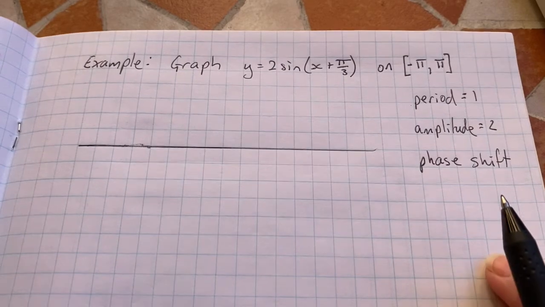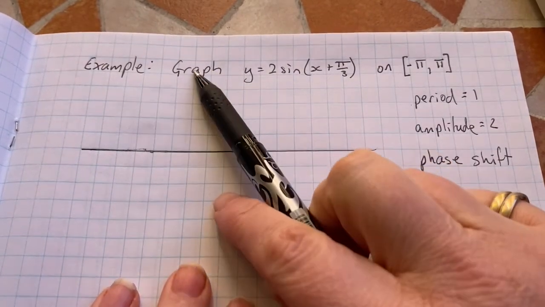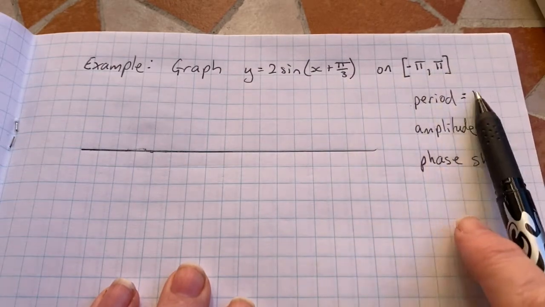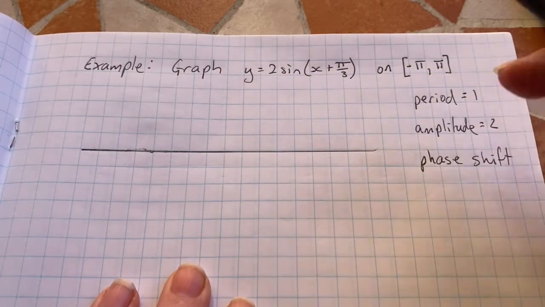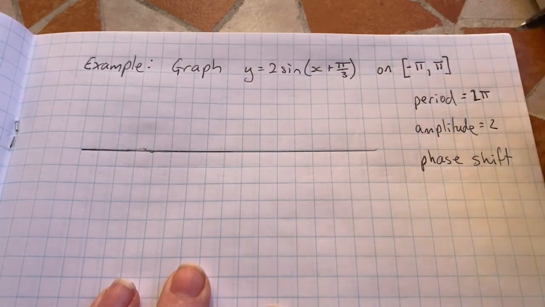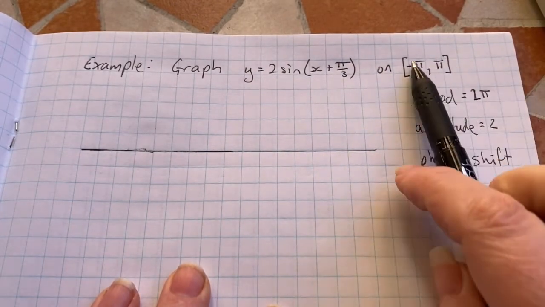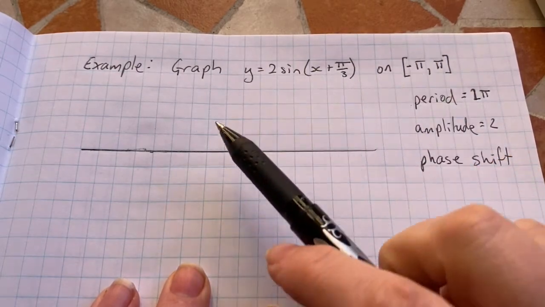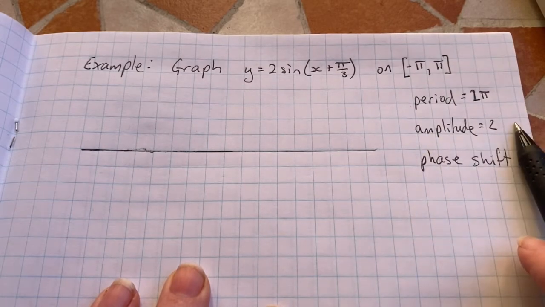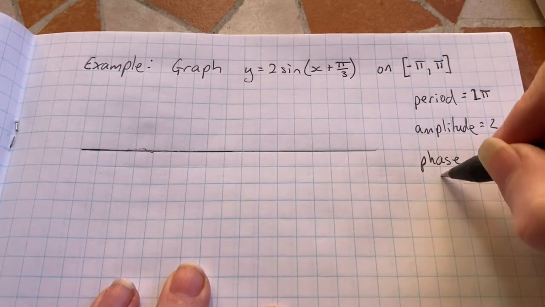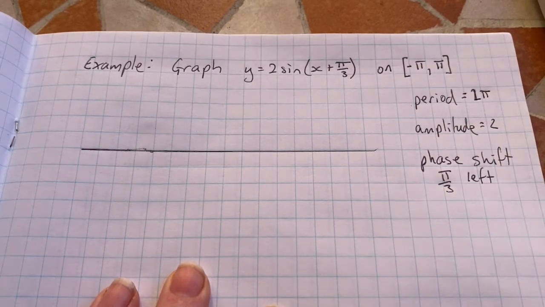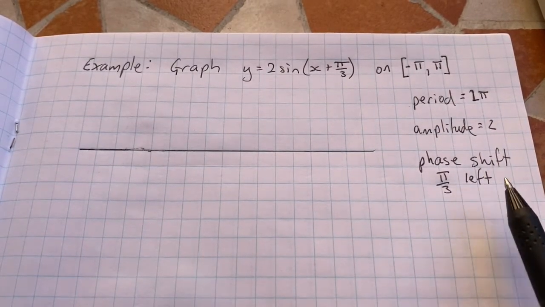Okay, so let's have a look at this example with phase shift. We're asked to graph y equals 2 sine (x plus pi on 3) on negative pi to pi. The period is one cycle, so 2 pi on 1, so 2 pi. This distance is 2 pi, so this is literally going to be one cycle of a sine curve, which is important to recognize. The amplitude is 2. The phase shift is pi on 3 left. Okay, and you do need to write left or right on that.